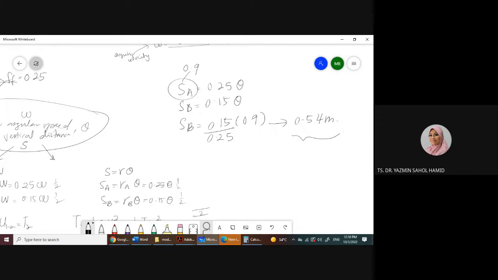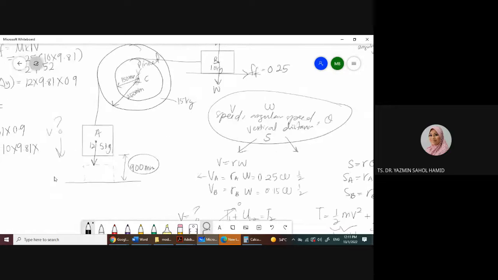Siapa pula macam mana nak dapat SB ni? SA sama dengan 0.25 theta. SB sama dengan 0.15 theta. Kita tahu SA punya distance adalah 0.9. So theta kan sama. So kita bolehlah dapat SB. So SB sama dengan 0.15 bahagi 0.25 kali 0.9. So kita dapat 0.54 meter. Okay, boleh tak? Ada yang blur-blur lagi ni? Boleh. Simple max.